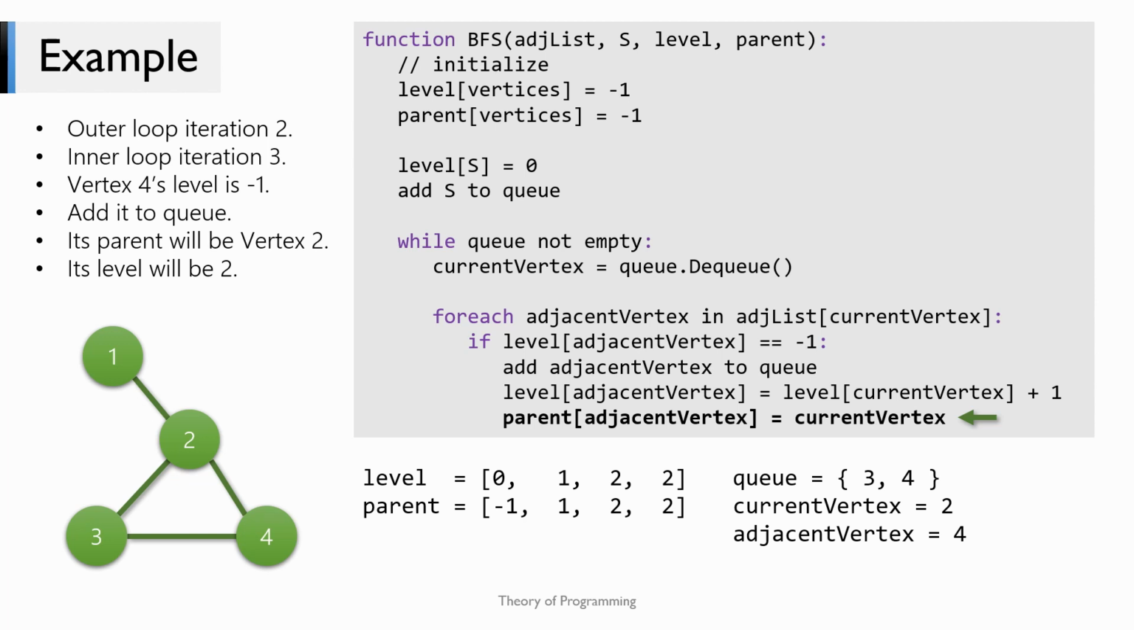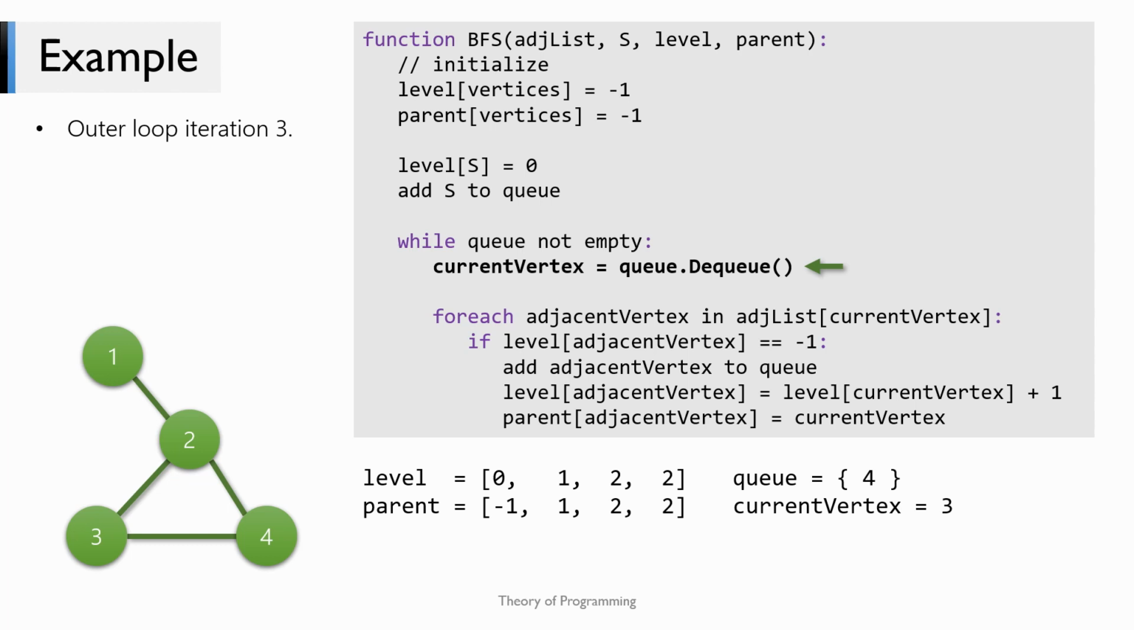The third adjacent vertex is vertex 4. Vertex 4's level is also -1, so we enter the if block. We will add vertex 4 to the queue and mark its level also as 2. And similarly, since we reach vertex 4 via vertex 2, we will mark the parent of vertex 4 as 2.